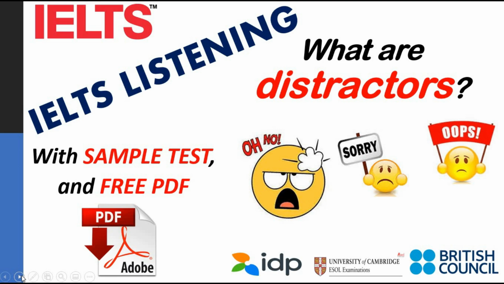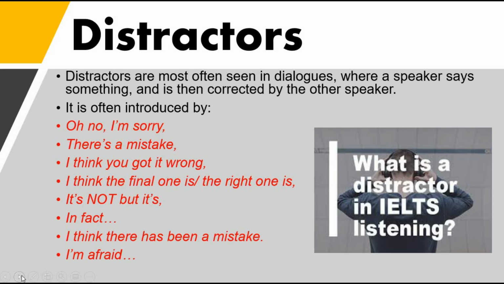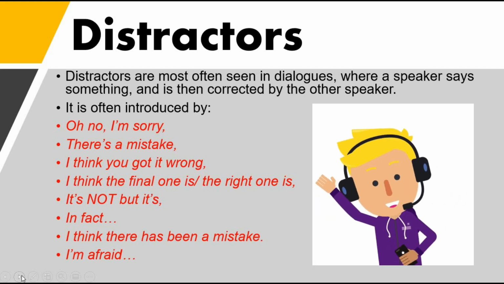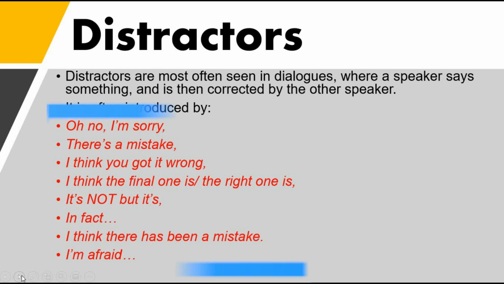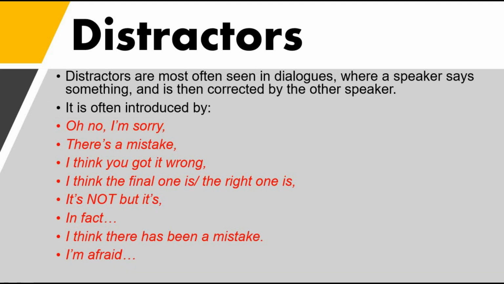What are distractors? Distractors are most often seen in dialogues where a speaker says something and is then corrected by the other speaker. It is often introduced or surrounded by, "Oh no, I'm sorry," or "There's a mistake," "I think you got it wrong," or "I think the final one is," or "the right one is," or "it's not, but it's," or "in fact," "I think there's been a mistake," or "I'm afraid." So these are signals that there are some distractors in the listening.